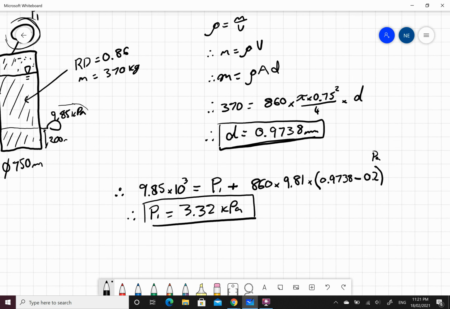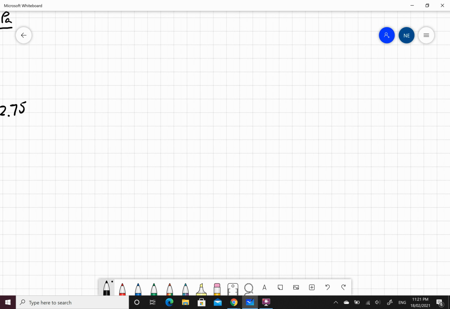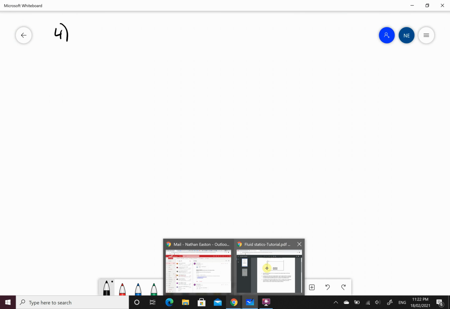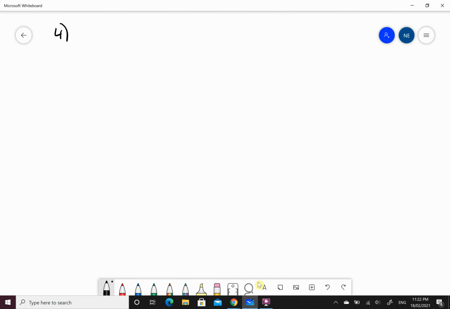Okay, what is next? Question 4. Yep, we can go down here somewhere. Question 4 is a bit of a beast. Here we are. So a rectangular tank, a couple of horizontal edges on it. This time we're given the volume of the water and the oil. We're going to calculate the pressure at the liquid interface and at the bottom of the tank, which is vented to atmosphere. Okay. So how are we going to do this?